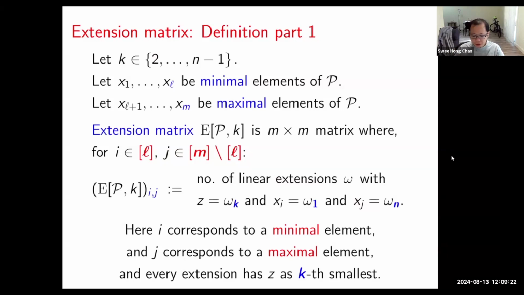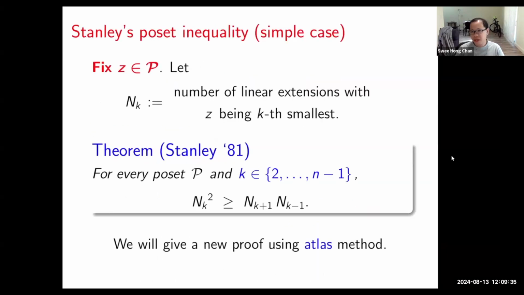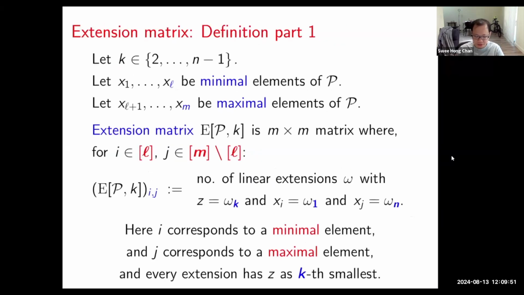First thing is that we need to fix the value of k to always be between 2 and n minus 1. The reason is that if we go back to Stanley's inequality, the log concavity is only non-trivial when k is in these values, because otherwise either N_{k+1} or N_{k-1} is always 0, and the log concavity is always true. So without loss of generality, we assume that k is inside this range.